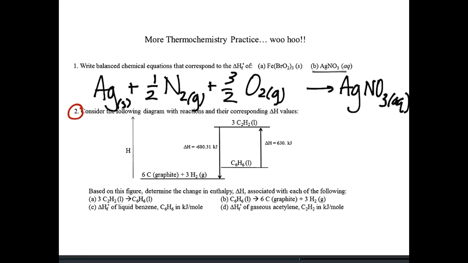So we see in our diagram that we have, on the very bottom, the lowest enthalpy here: 6 moles of graphite plus 3 moles of molecular hydrogen. And then benzene, C6H6 liquid, is in the middle. And then at the very top, C2H2, that is a compound called acetylene.